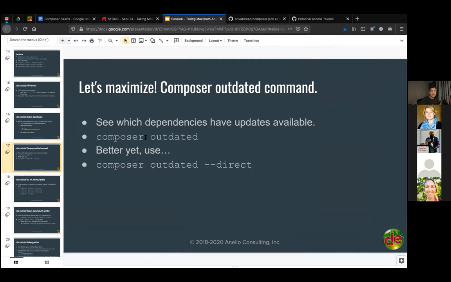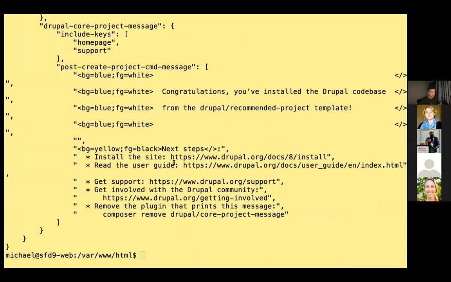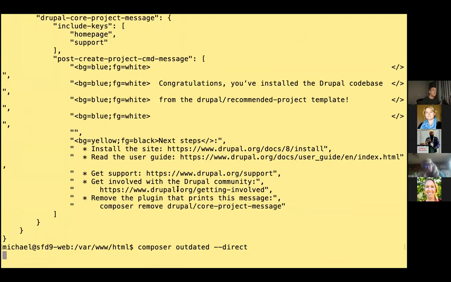Yeah, so I talked about outdated. You can also do outdated direct. This is the one I actually use more. Composer outdated direct just shows you direct dependencies. So these are dependencies you specifically asked for, not sub-dependencies. So this will show us pathauto, which, I don't have any updates because it's a brand new site. So this is kind of boring.